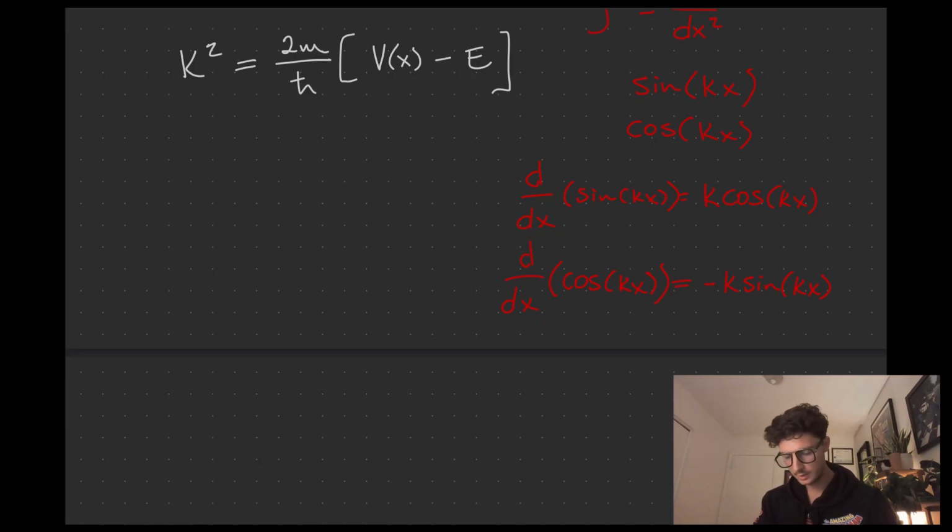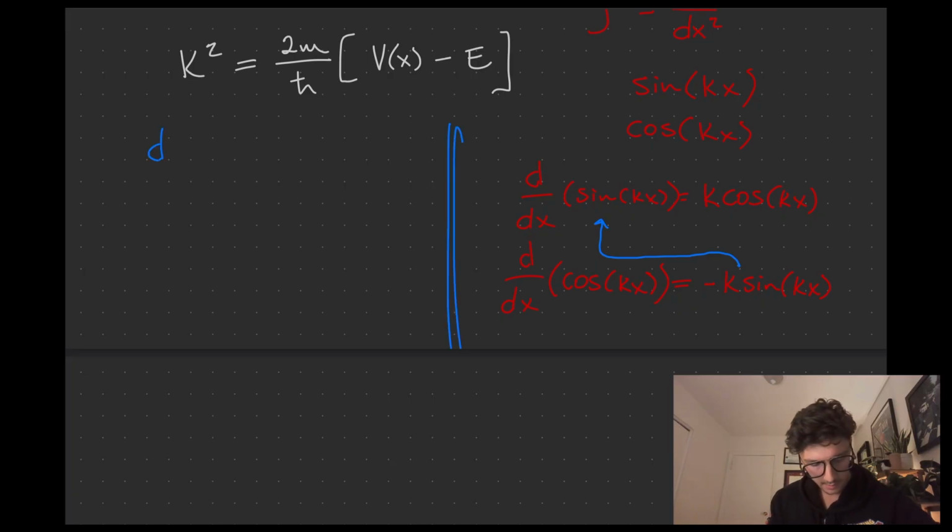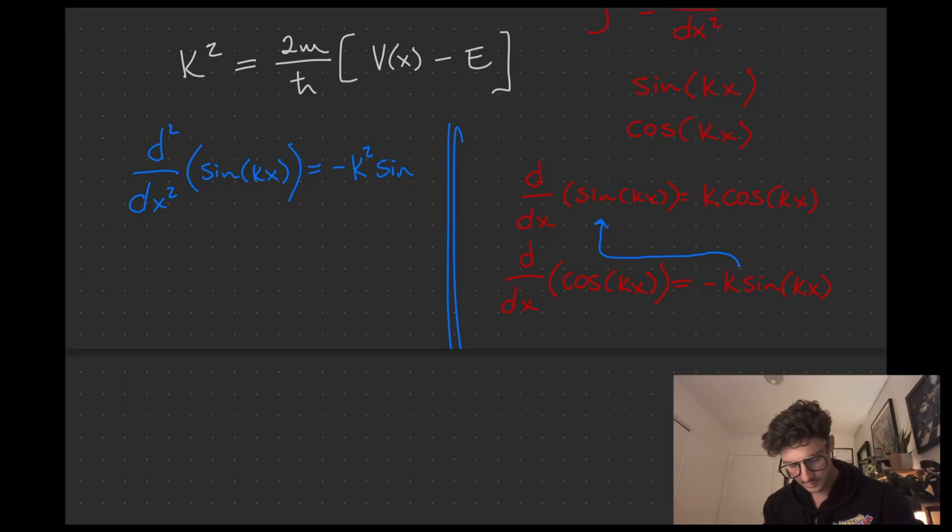All right, but then from this derivative, we can go back over here, right? If I take a derivative of negative k sine kx, I get back to cosine again. So basically what we're saying here, and this is the important thing which I'll write in blue, the second derivative with respect to x of sine kx is equal to negative k squared sine kx, right?